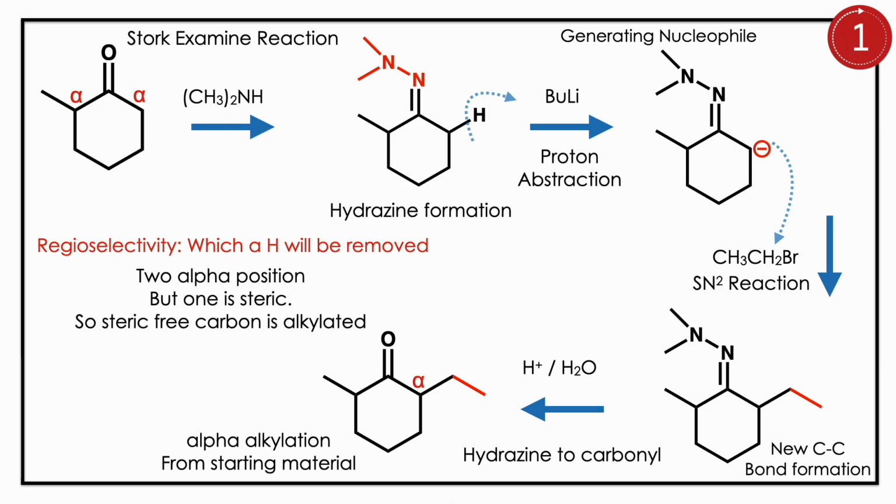Where is the regioselectivity? Since the carbon has many hydrogens, only one is abstracted because of regioselectivity. One is sterically hindered, one is less hindered. The sterically free carbon is alkylated because the SN2 reaction requires backside attack. The sterically free carbon is good for the SN2 reaction. So regioselectivity is achieved through the steric effect. The concept you have to learn here is that in the Stork enamine reaction, the less hindered anion is always formed, which will act as a nucleophile.